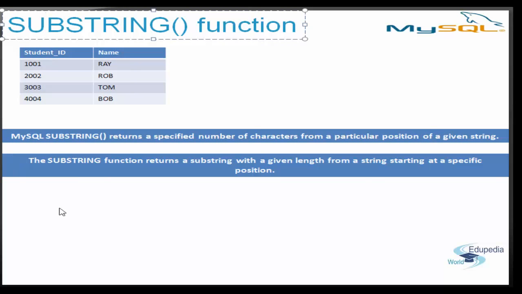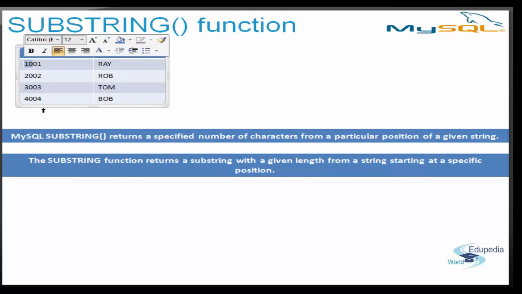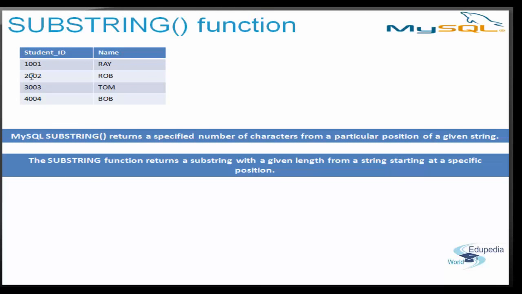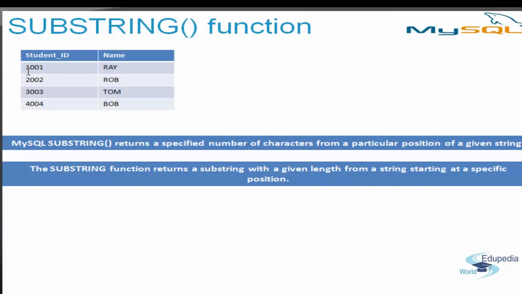Let us start with the concept and the definition. MySQL substring returns a specified number of characters from a particular position of a given string. As we learned, if I want to get just the first two characters of the student ID column, I'll use substring. The substring function returns a substring with a given length from a string starting at a specific position. So I can start from the first character itself, or from the third character. We'll be examining every form of substring function in the next slides.